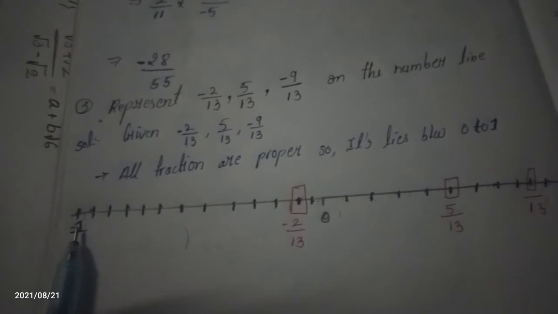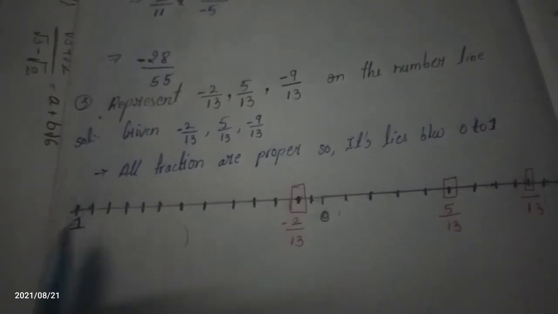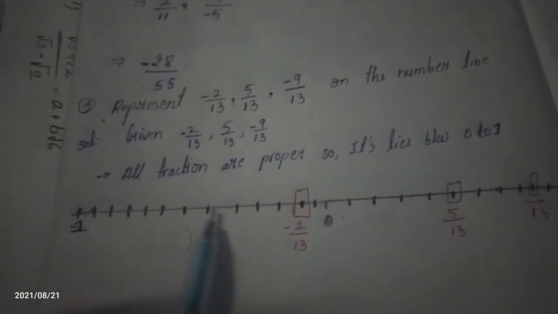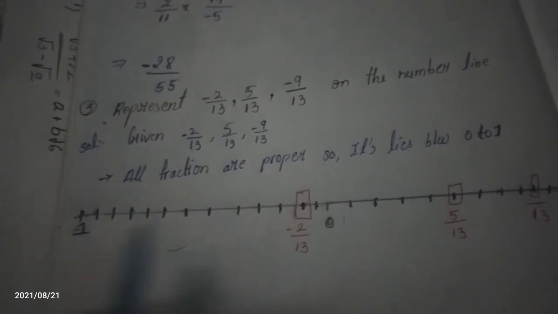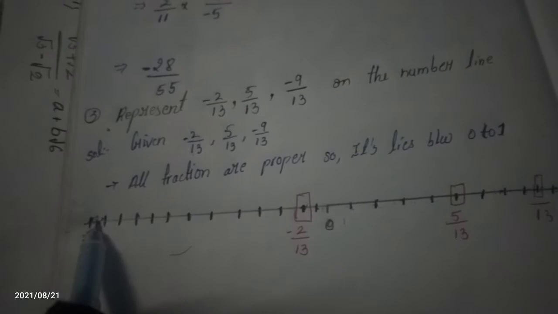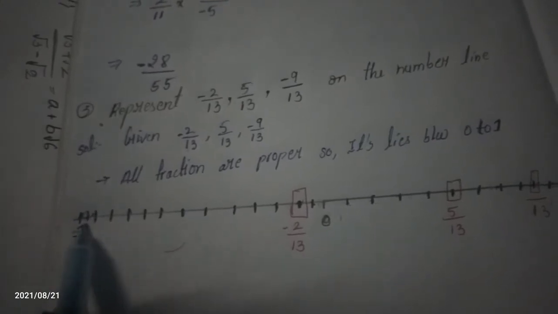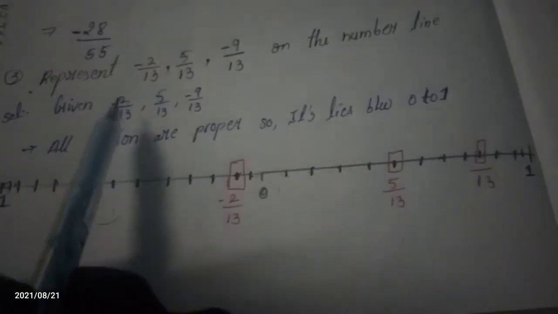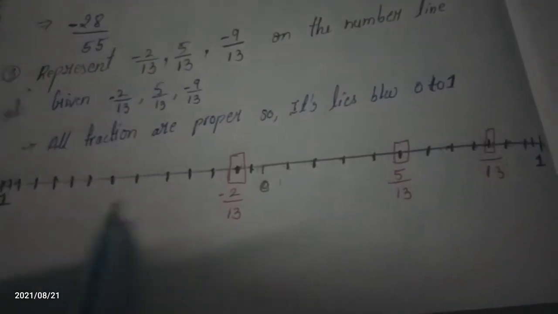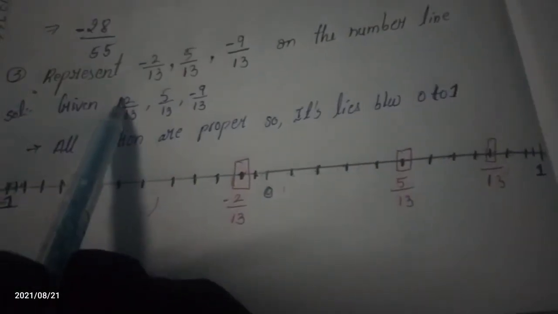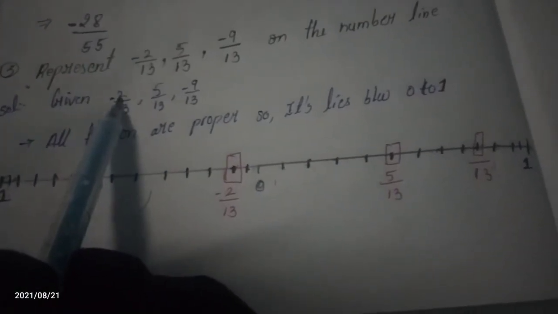Similarly, on the negative side we also have to divide into 13 parts: 1, 2, 3, 4, 5, 6, 7, 8, 9, 10, 11, 12, 13. After dividing, observe the numerator. The denominator tells us how many parts we have to divide, and the numerator tells us how many parts we have to consider.